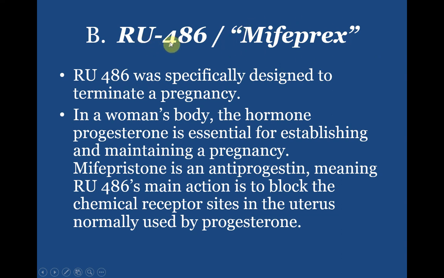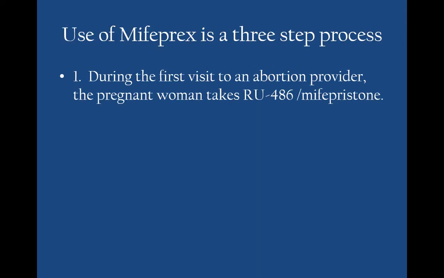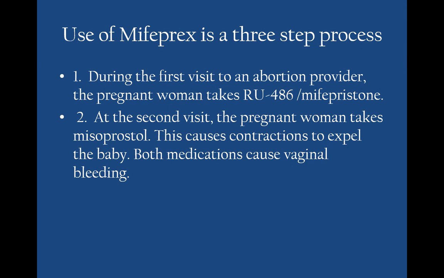It was originally called RU486, but it's known by the brand name Mifeprex, and it is specifically designed as an abortifacient. What it does is it affects the progesterone receptors within the woman's body that are necessary to keep a pregnancy, and it causes the baby to detach from the uterine lining, from the endometrium, and so this causes an abortion. So it's a 3-step process. During the first visit to the abortion provider, the pregnant woman takes the mifepristone, the RU486, the Mifeprex, and then at a second visit she takes misoprostol, which causes her to basically induce labor and expel the dead baby from her body.